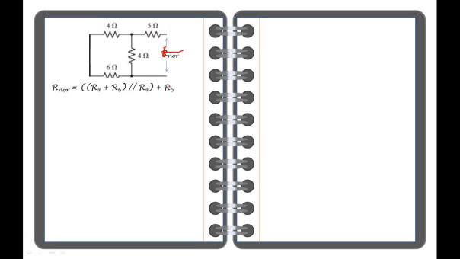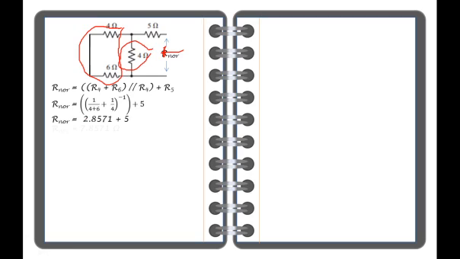So therefore, the Norton's equivalent resistance is equal to the series resistance of 4 and 6 in parallel with another 4 ohms, then in series with the 5 ohm resistor. Substituting the values and computing will lead us to a Norton equivalent resistance of 7.71 ohm. So there you go, we have the Norton's equivalent resistance.